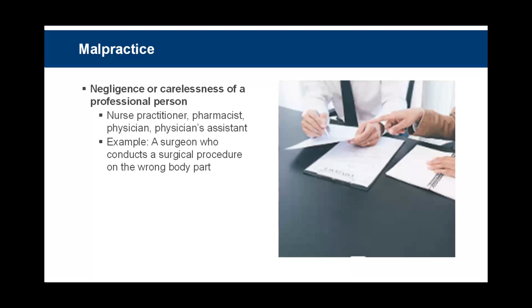Imagine a surgeon who conducts a surgical procedure on the wrong body part. This is a clear case of professional negligence. Such an error not only causes physical harm to the patient, but also undermines trust in the healthcare system. It highlights the critical importance of adhering to established protocols and maintaining meticulous attention to detail in all medical procedures.